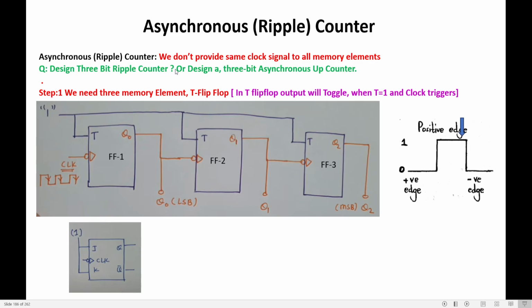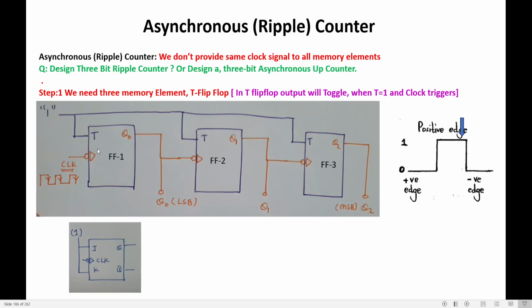Now to design that up counter in asynchronous fashion, how should the circuit be? Since it is a 3-bit up counter, you need 3 flip-flops. Clear? If they say a 4-bit counter, you should have 4 flip-flops. Now I've taken T flip-flop. Since it is a 3-bit ripple counter or 3-bit asynchronous up counter, I've taken 3 flip-flops: flip-flop 1, 2 and 3. What type of flip-flop have I taken? T flip-flop. You know T flip-flop has T as an input, output Q.